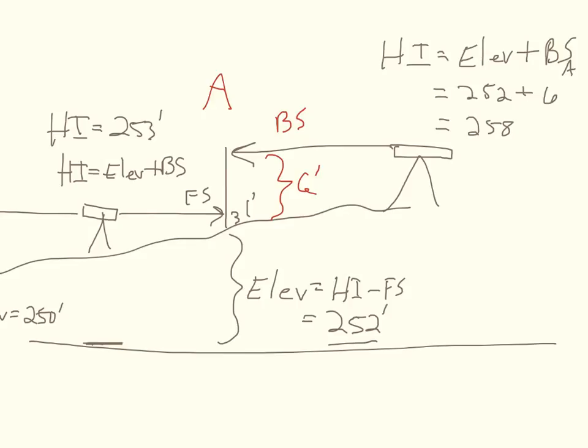And you're going back and forth between back sight, foresight, always establishing a new height of instrument, and then a new elevation, and then a new height of instrument, and then a new elevation each time.